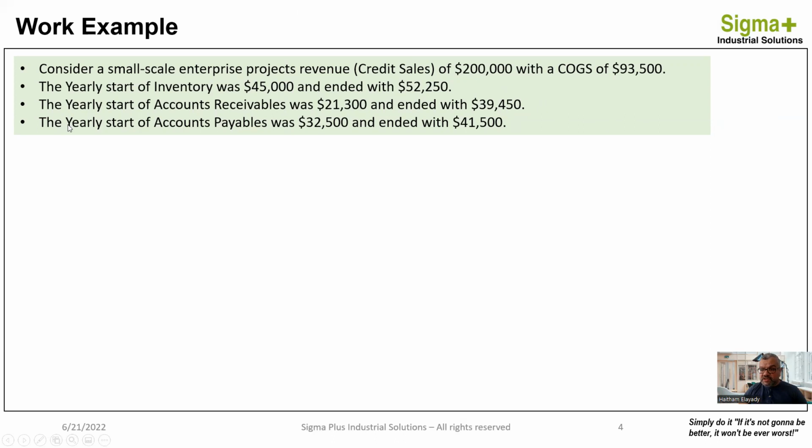The third information that I have is that the yearly start of accounts payable was $32,500 and ended with $41,500. It means that in January I had a cash out, which were the payables to the suppliers, of $32,500, while in December I had submitted a cash out to the suppliers of $41,500. So now let's start to solve that example and try to express the cycle of cash for that company.